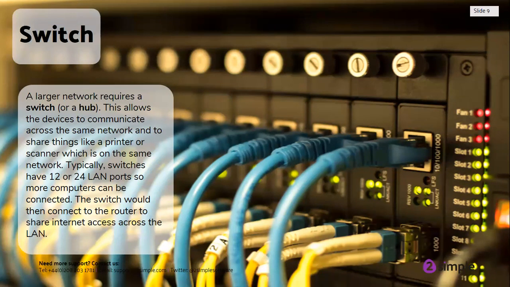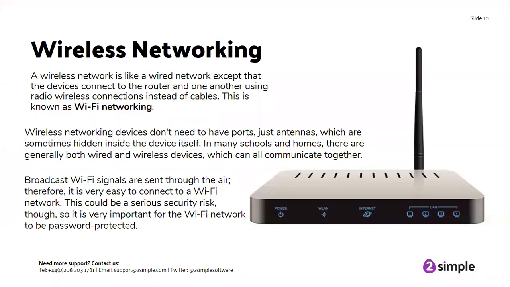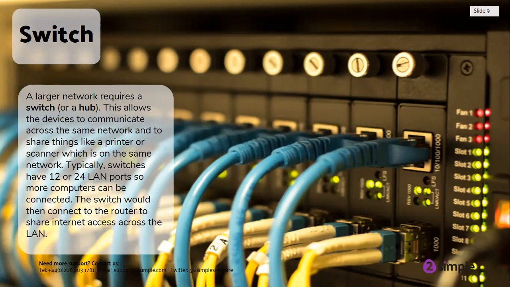And this allows lots of devices all to communicate across the same network, and they can share things like printers, for example, or scanners, and they are all on the same network. So this happens in our school. All the laptops are connected to the switch, and the switch then communicates information, for example, like the printer in Oak, for example. So then we can send things to the printer so they can be printed.